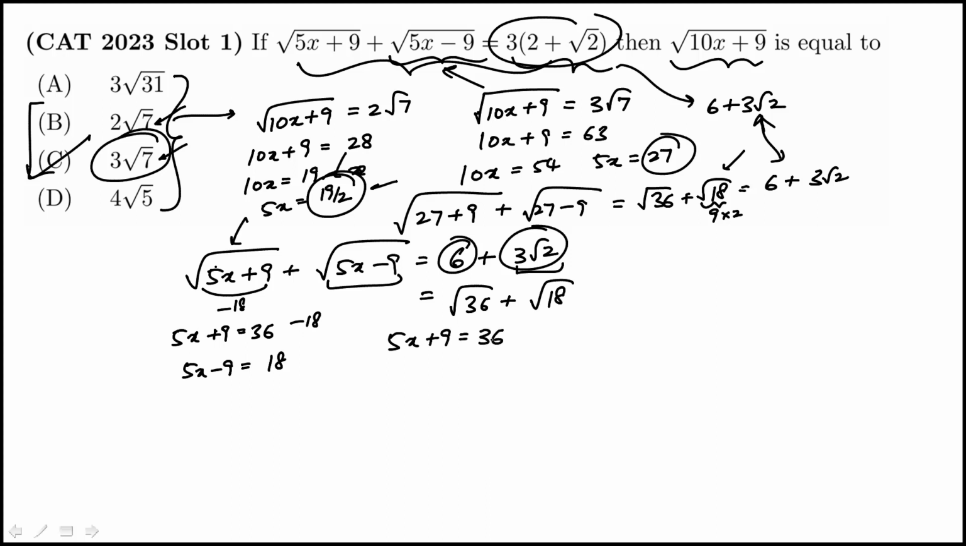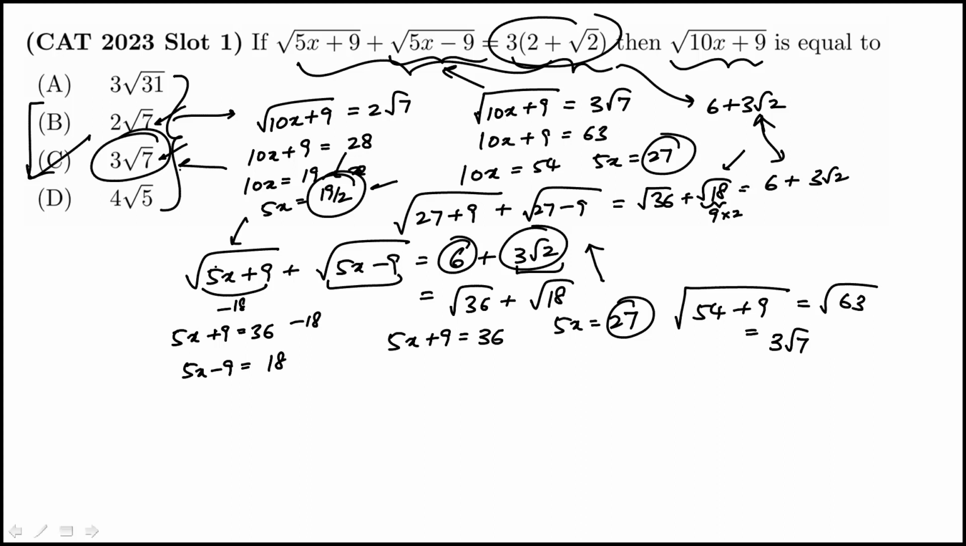So this is kind of guessing the answer choice. So that means 5x is 27. We're back to where we were here. And then square root of 10x plus 9. 10x would be twice that, which is 54 plus 9. Square root of 63, which is 3 root 7. So that's the second method.